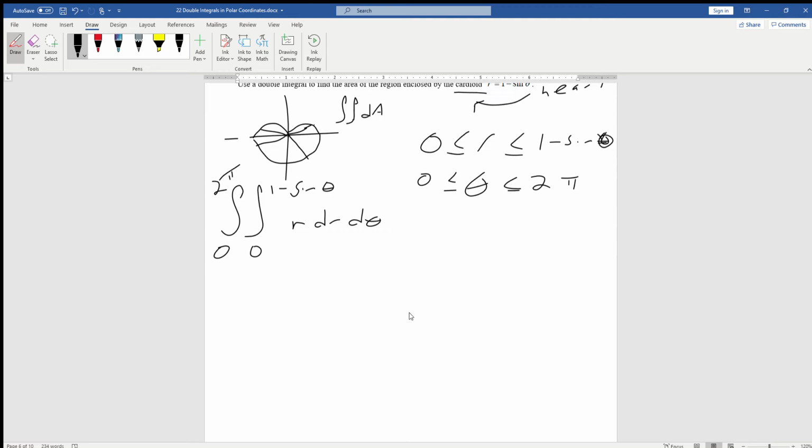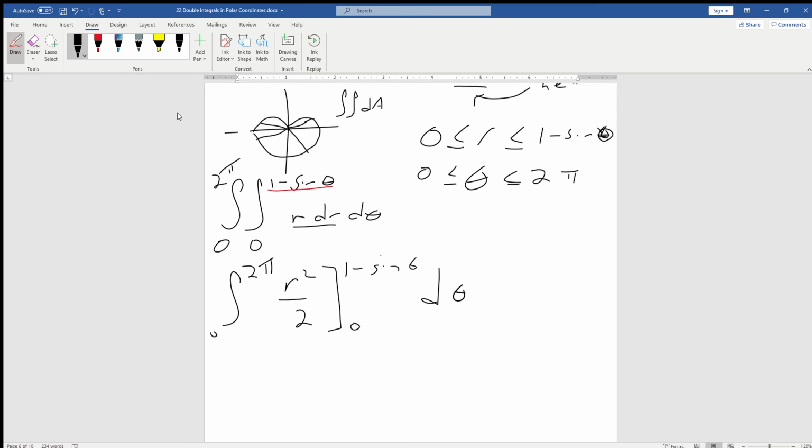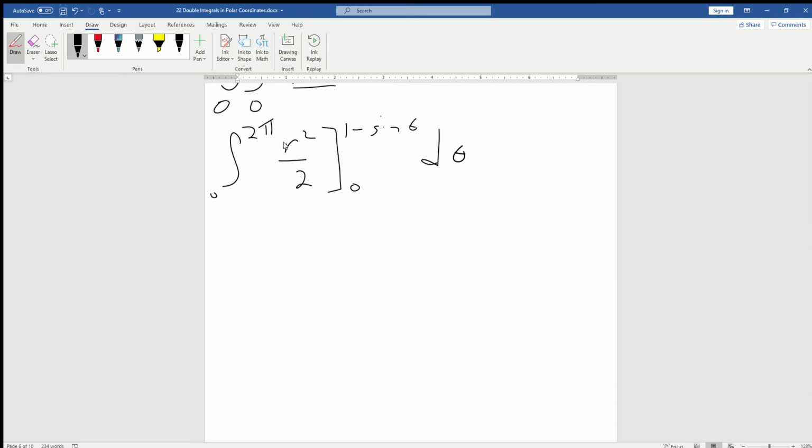Now we can't break this up into two separate integrals like we did in the previous problems, so we're going to have to do it one at a time. The reason we can't break it up is because one of the bounds is indeed a variable bound. So, integral 0 to 2 pi. The integral of r dr is just going to be r squared over 2 from 0 to 1 minus sine theta. We still have that d theta. We're going to substitute 1 minus sine, and we're going to substitute 0.